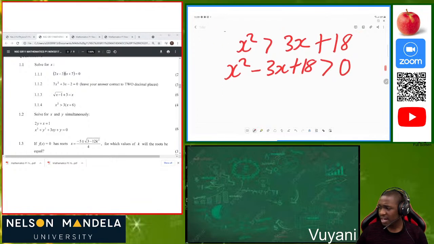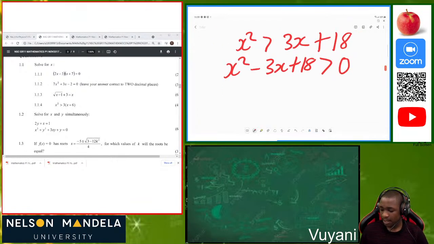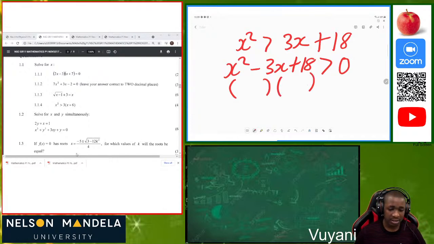Now we can find our factors when we are here. The factors, what are the factors?